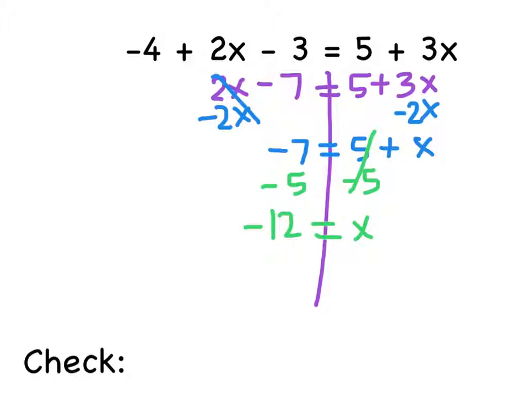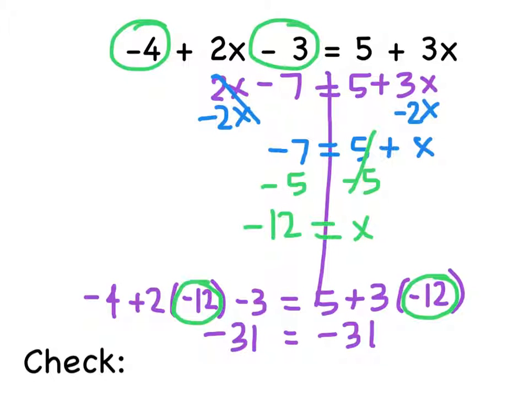All right, so my first step was to combine the negative 4 and the negative 3 on this side to make negative 7, so I combined like terms. My next step was to get all of the x's on one side, so I got rid of the 2x on both sides, so I was left with negative 7 equals 5 plus x. I got rid of the 5 on the same side as x by subtracting it from both sides, so I ended up with negative 12 as my final answer for x.